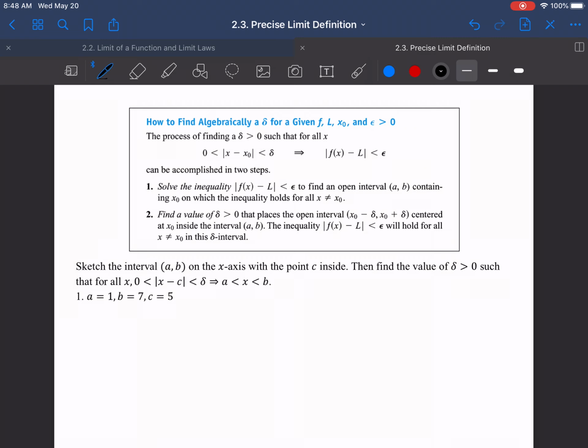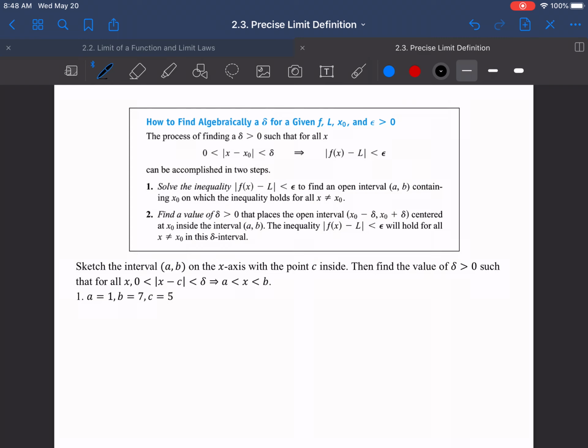Then what we're going to do is find a value delta greater than 0 that places the open interval x naught minus delta and x naught plus delta, centered at x naught, inside the interval. All right, the inequality absolute value of f of x minus L is less than epsilon will hold for all x not equal to x naught in this delta interval. Okay, so let's try this. Let's start off a little slow here.